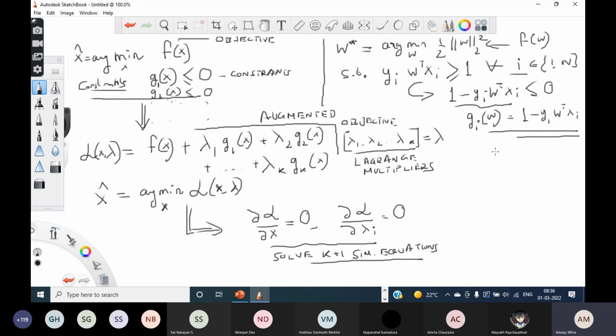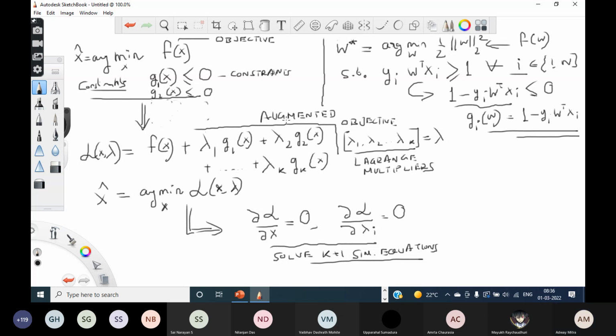So that means if at all there is such a W which will be able to simultaneously satisfy all the constraints, then if we formulate it like this, we will be able to get such a W which satisfies all the constraints as well as minimizes this L2 norm, right? But we have assumed that the data set is linearly separable. That means there is such a W which satisfies all these constraints, right?